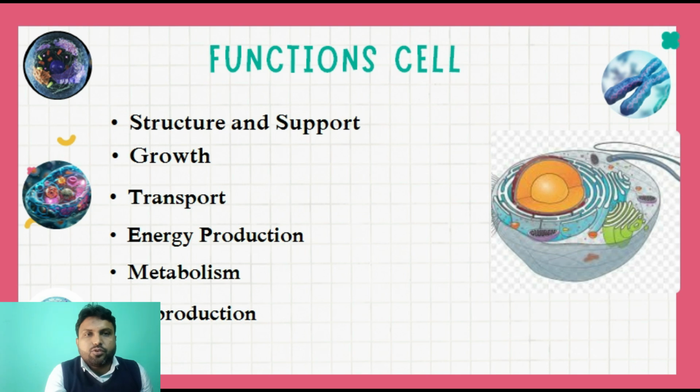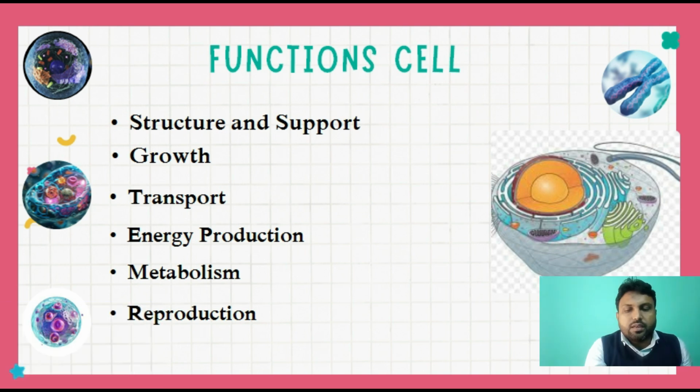Another function is energy production. Organisms need energy to perform different chemical reactions. In plants, the energy comes from the process of photosynthesis, while in animals, the energy comes via respiration, and the mechanism is held within the cell. Metabolism. The cell is responsible for metabolism, which includes all the chemical reactions that take place inside an organism to keep it alive. And reproduction: a cell helps in reproduction by the process of mitosis and meiosis.